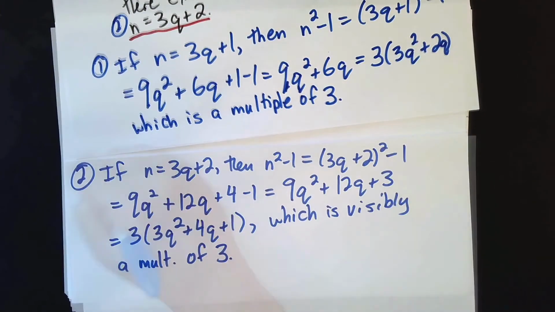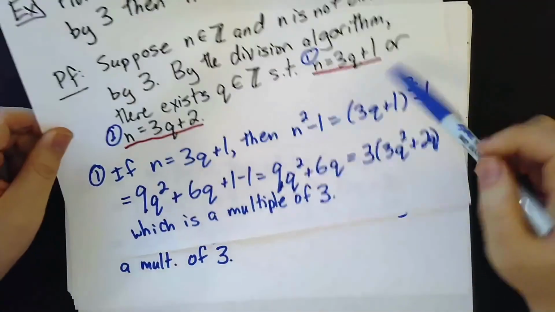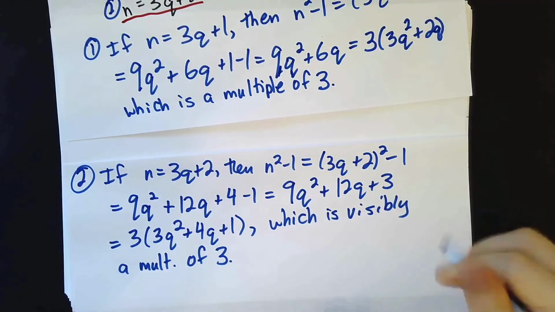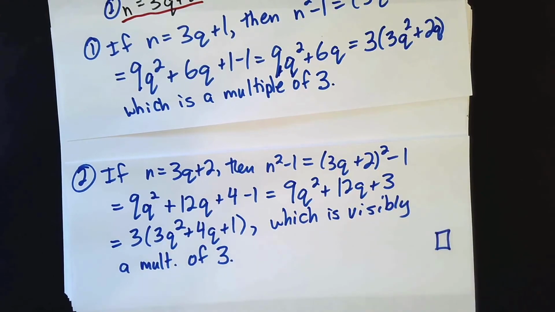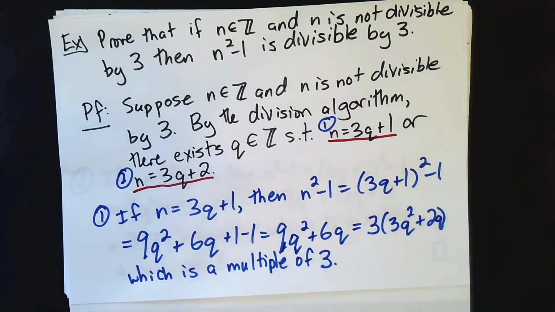So very similarly here, if n is 3q plus 2, then you can calculate that n squared minus 1 is (3q plus 2) squared minus 1, which works out after some algebra to be 9q squared plus 12q plus 3, which is 3 times (3q squared plus 4q plus 1), which is visibly a multiple of 3. And so having checked both of these cases, that is, having checked both of the possibilities of this OR, we've now checked all the possibilities, and so this statement is true. If you take any integer that's not a multiple of 3, square it, and subtract 1, you'll always get something that is divisible by 3.